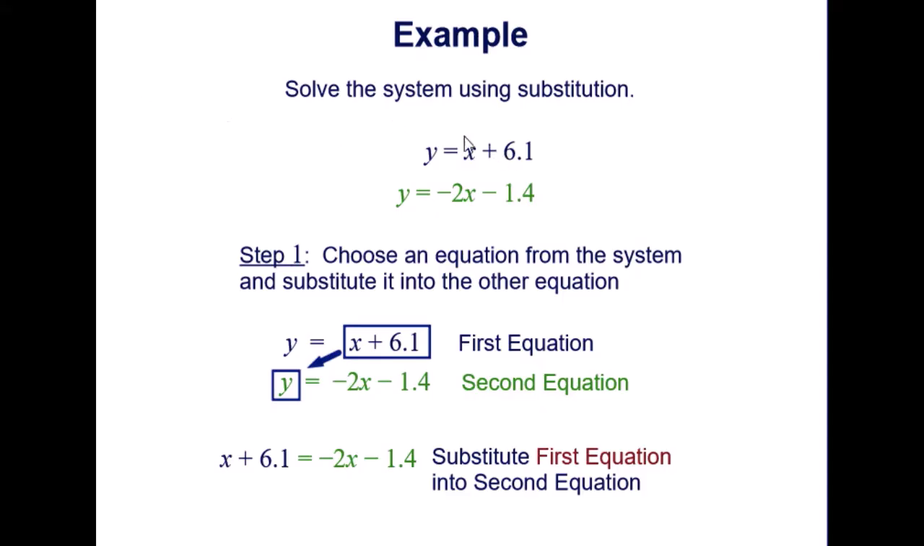So let's solve this system we were trying to graph using substitution now instead. So step 1 is to choose an equation from the system and substitute it into the other equation. In other words, we want to make sure our equation is alone. So the first equation has the y by itself, so we're going to substitute it into the second equation. So x plus 6.1 is going in for the y in the second equation, which creates the now one variable equation, x plus 6.1 equals -2x minus 1.4.